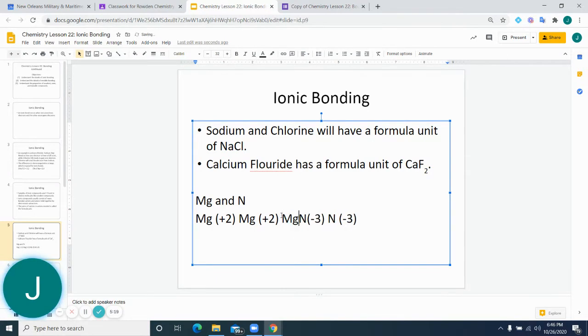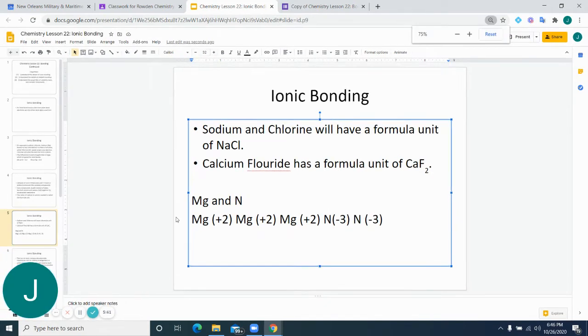So let's do another Mg. Okay, now look, add that all together. +2, +2, and +2. We have a total of +6, -3, -3, and a total of -6. +6 and -6. So the charge is balanced out. How many of each was needed? Well, for Mg, let's see, let's do this.